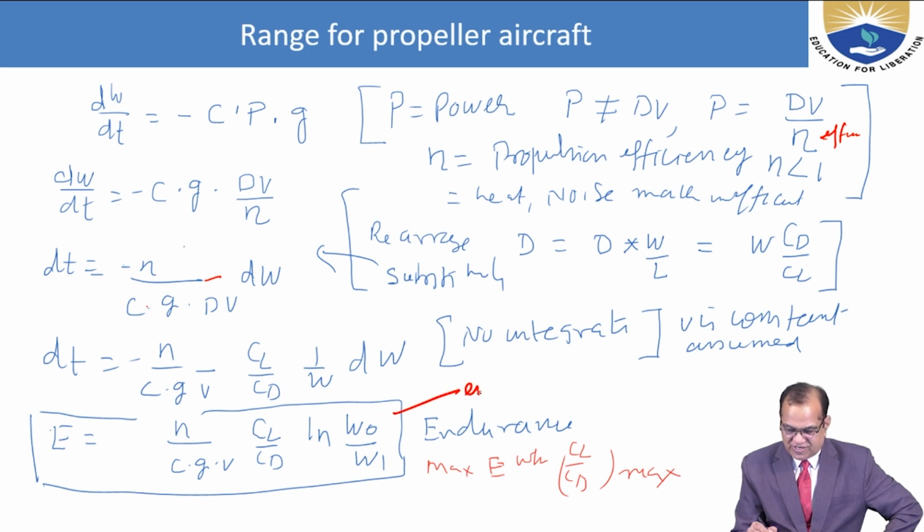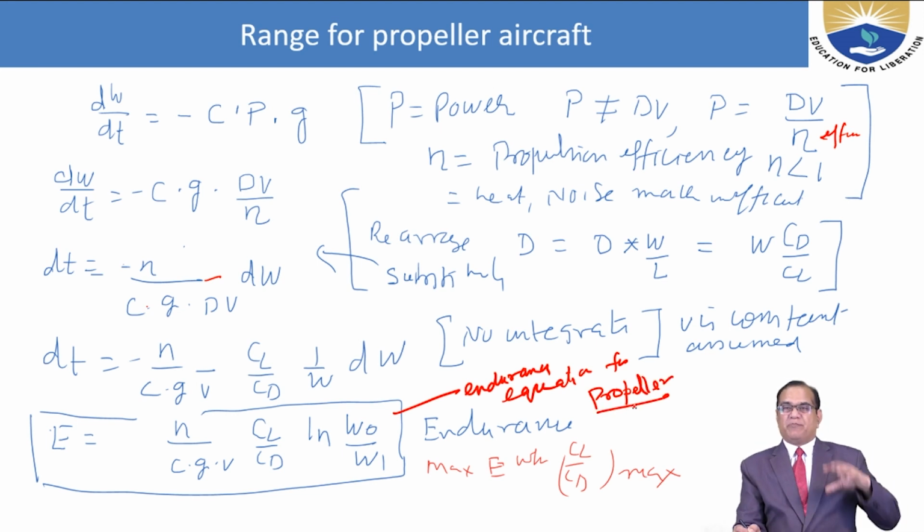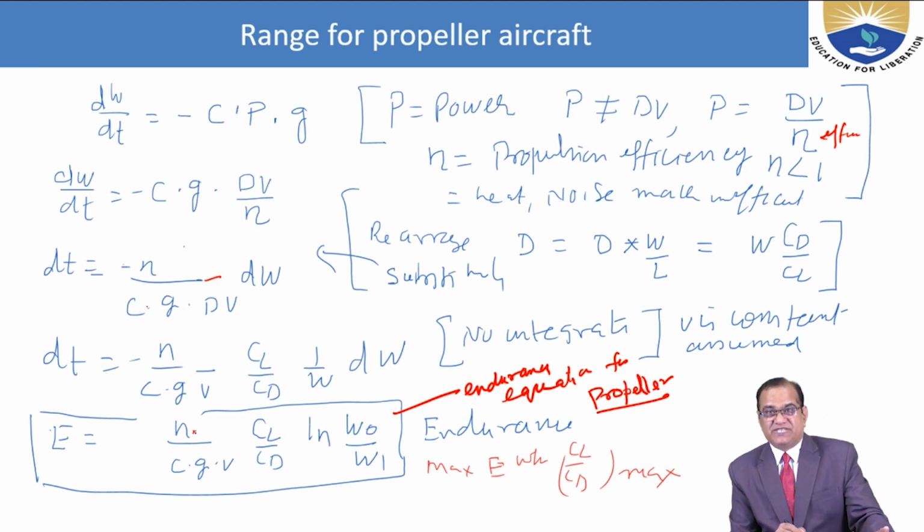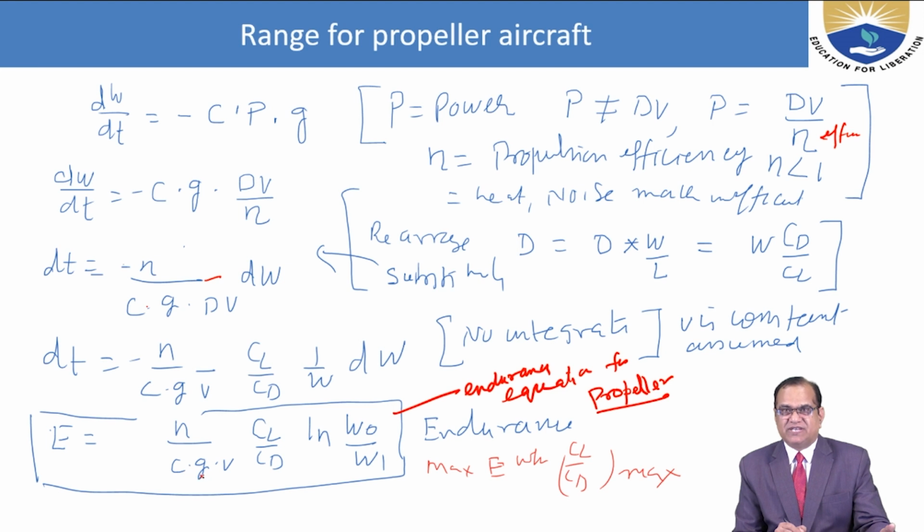So this is the endurance equation for propeller aircraft. Please take care that there is a difference between a propeller and the jet aircraft. So here E is endurance, eta is efficiency, C is the specific fuel consumption, g is gravity, V is velocity, CL is the coefficient of lift, CD is the coefficient of drag. ln is the natural log. W naught is the total weight divided by the empty weight. This gives the difference of the fuel consumption.